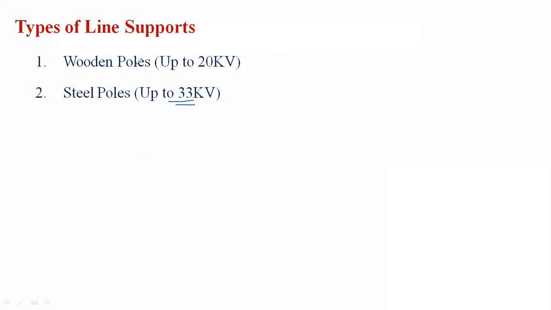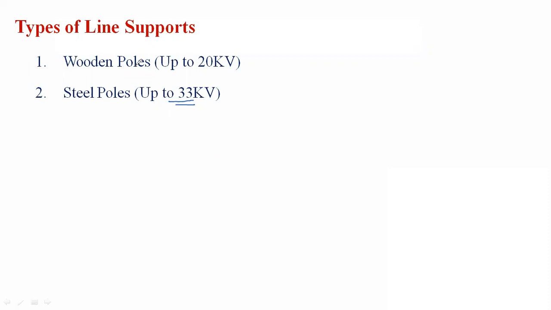The span length is very less in the wooden pole, that is less than 50 meters, and the lifetime of the wooden pole is also less, that is up to 20 years, and we are not able to transfer higher operating voltages. We can use up to 20 kV, but in the steel pole we can use up to 33 kV, and regular inspection is required.